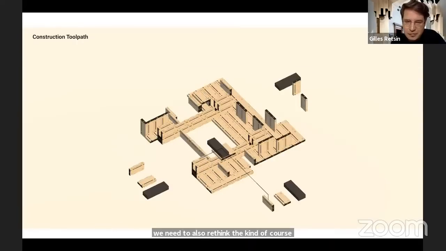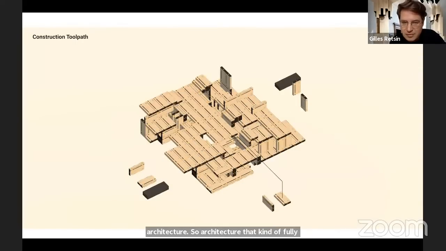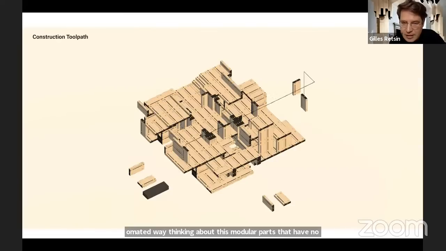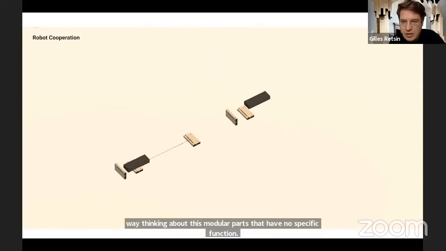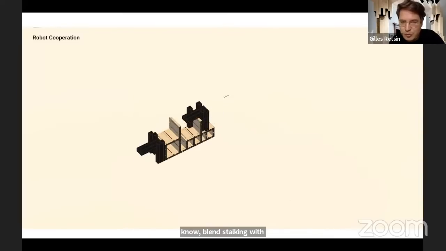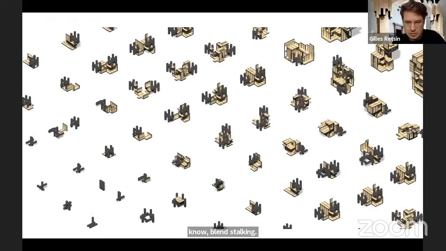So architecture in a fully automated way, thinking about these modular parts that have no specific function, then becomes a pure matter of organization, a pure blunt stacking without any form of craft. It's just a pure organization of similar parts.